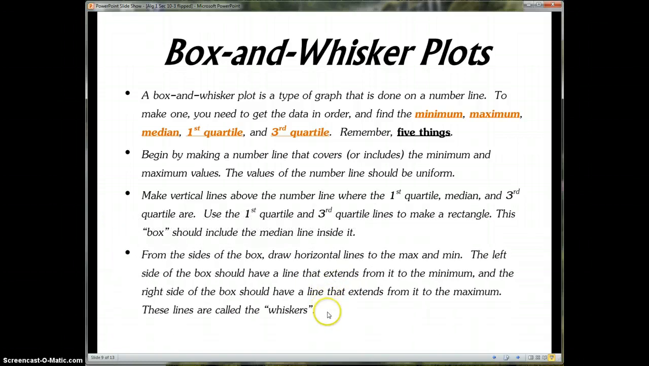Here, from the sides of the box, you're going to draw horizontal lines to the max and the min. The left side of the box should have a line that extends to the minimum. The right side should have a line that extends to the maximum. These are the whiskers. So remember that we have box and whisker plot. Let's see how we could do this. Take an example.